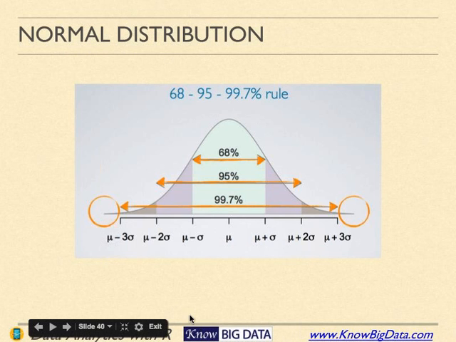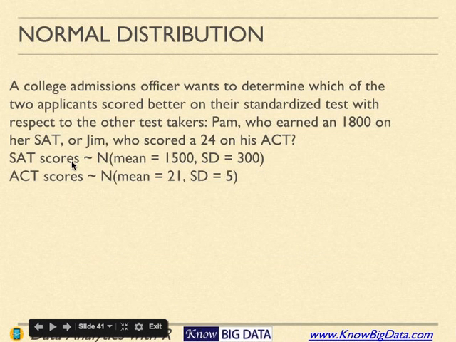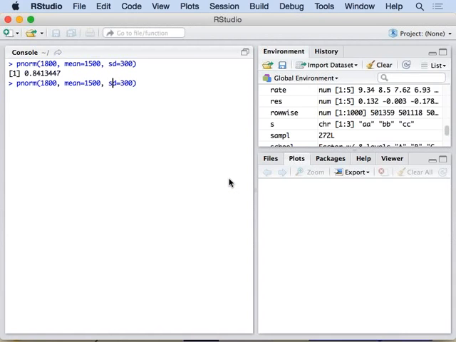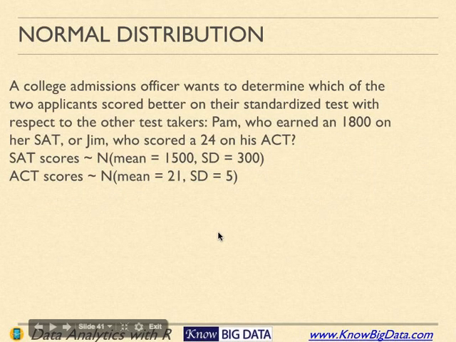Now for Jim, which is 24, the mean is 21, and the standard deviation is 5. So it's 0.74. The probability is this much: the probability of getting that much marks given that scenario.